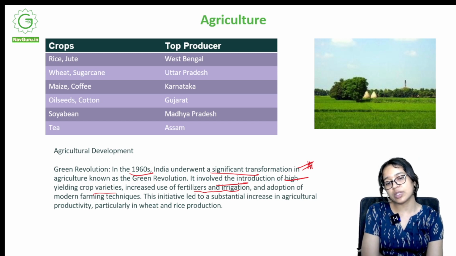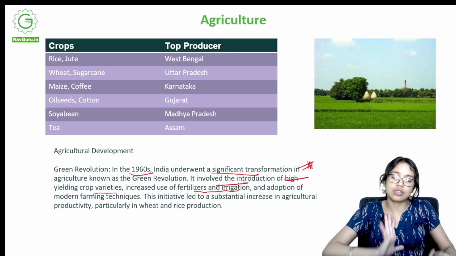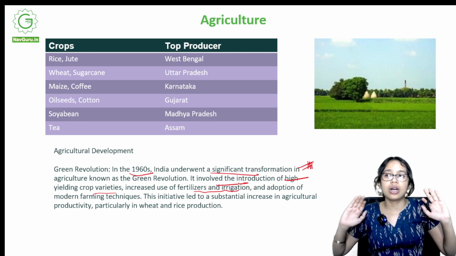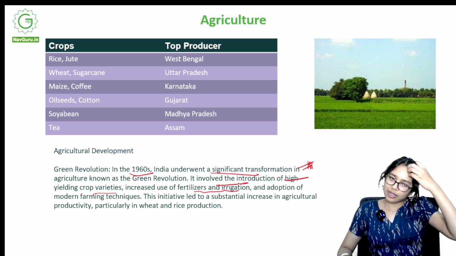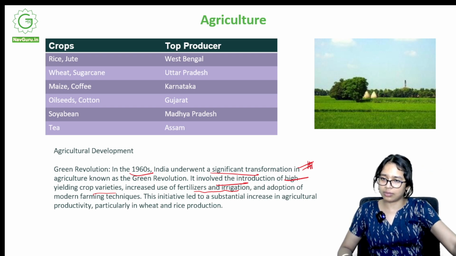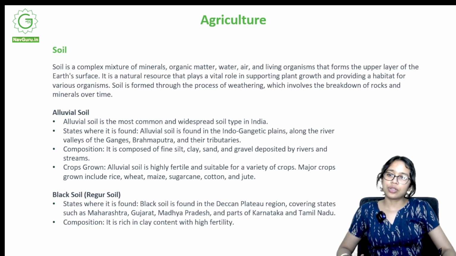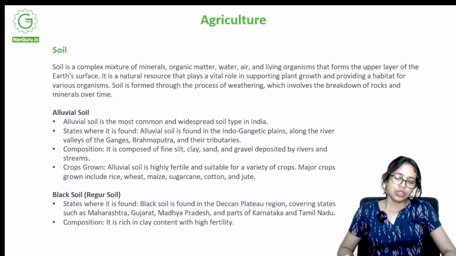But post this, it was also observed that because of the increased use of fertilizers, the fertility of soil has decreased as well. So that was one of the cons of the Green Revolution.